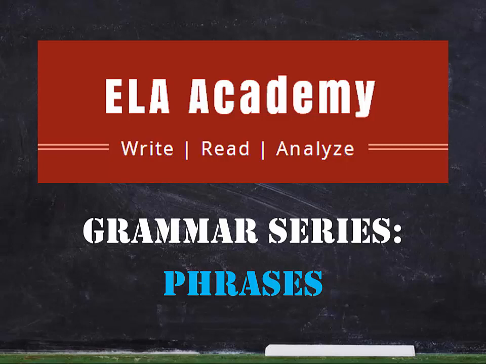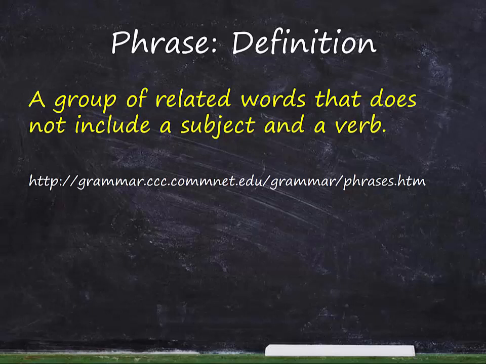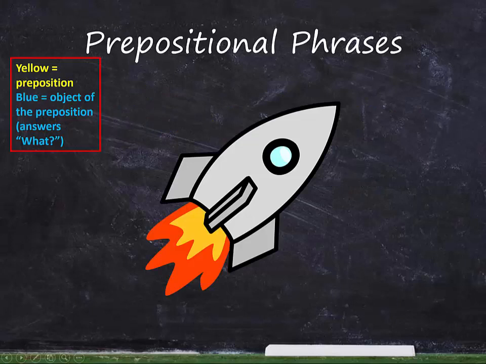Today we'll talk about phrases. A phrase is a group of related words that does not include both a subject and a verb. That's a clause, which we'll talk about in the next video. We've already talked about a couple types of phrases, so we'll have a little review before we look at new stuff. You might remember this slide from the prepositions video.